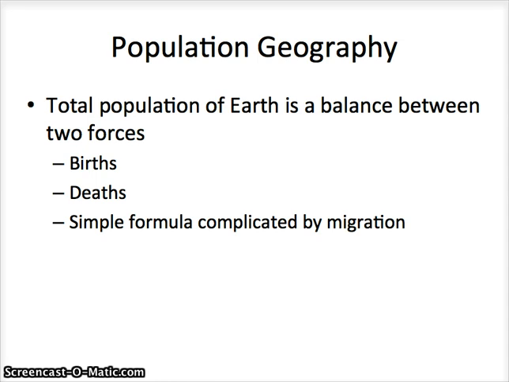The one thing, however, that does complicate the matter is migration, because many times populations will increase and decrease by migration alone, and it really has nothing to do with how many people are being born or how many people are dying. So because migration has such an impact on population, we're actually going to devote a separate lecture to migration.